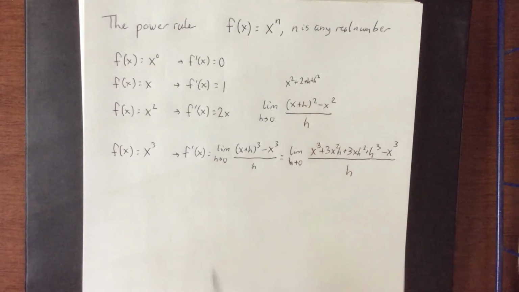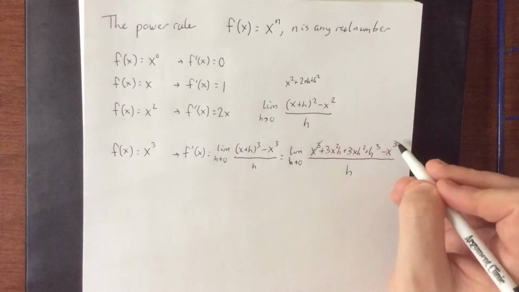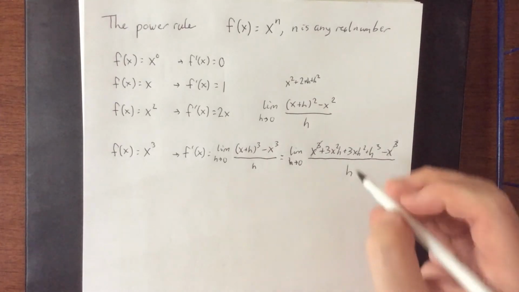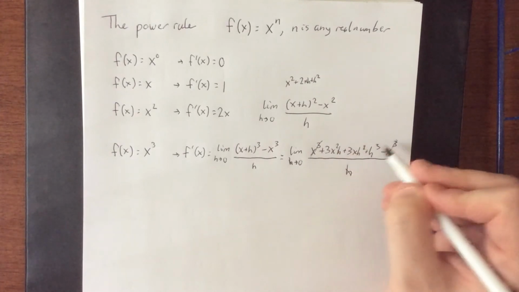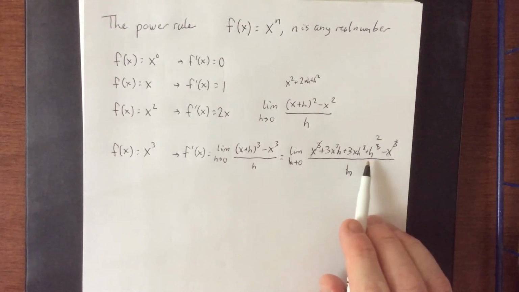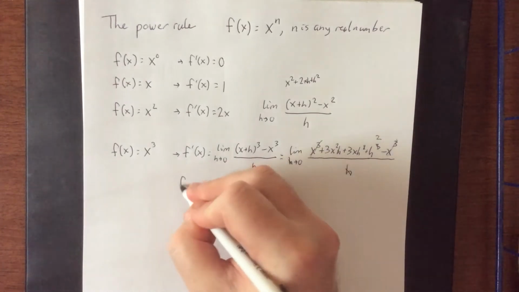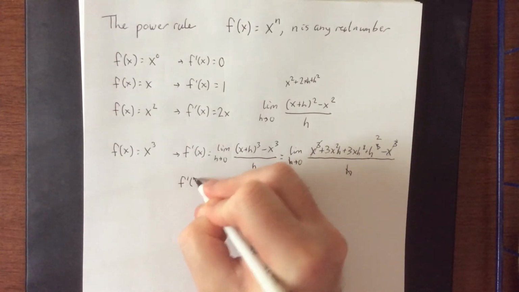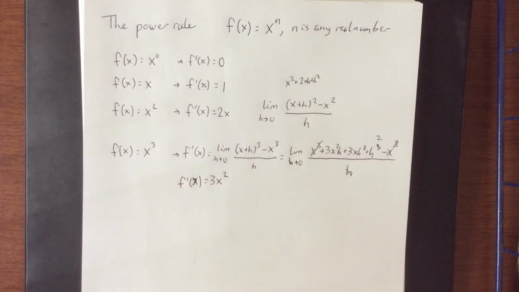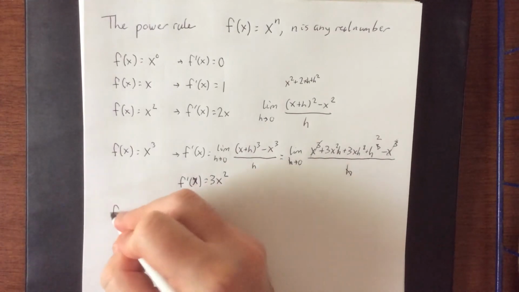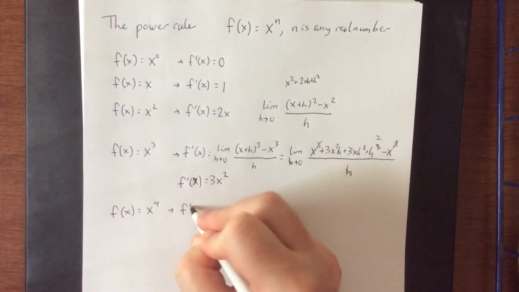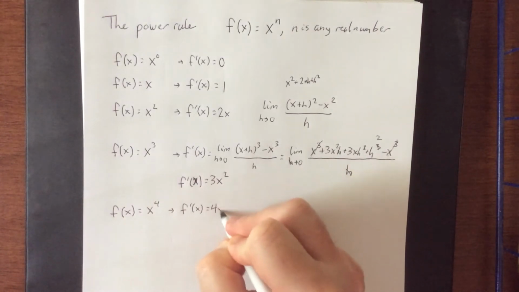Just like what happened up here, what will happen is the x cubeds will cancel out. Everything else that has an h left over is going to lose an h when we cancel it with the h in the denominator. Anything that still has an h left over is going to go to 0. This means that the only thing left over is going to be 3x squared. Now, I will let you know that if you repeat this process again with x raised to the 4th power, you will wind up with 4x cubed.